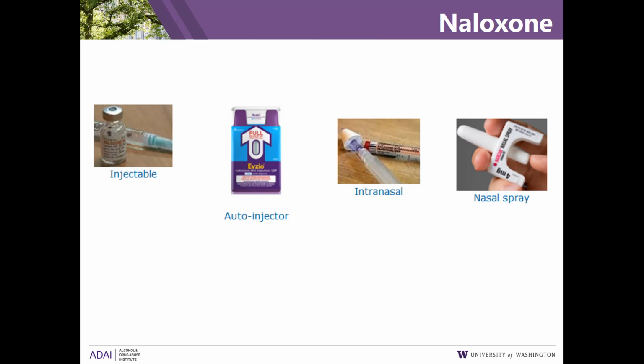So naloxone currently comes in 4 different forms and they all work equally well. The most common form that organizations and law enforcement have been using in case of an overdose is the Narcan nasal spray. Syringe exchange programs in the state mostly distribute the injectable naloxone. Another thing to know about naloxone is it doesn't encourage someone to use more drugs, and once again, it's very safe to use. The only thing you can do with naloxone is reverse an opioid overdose.